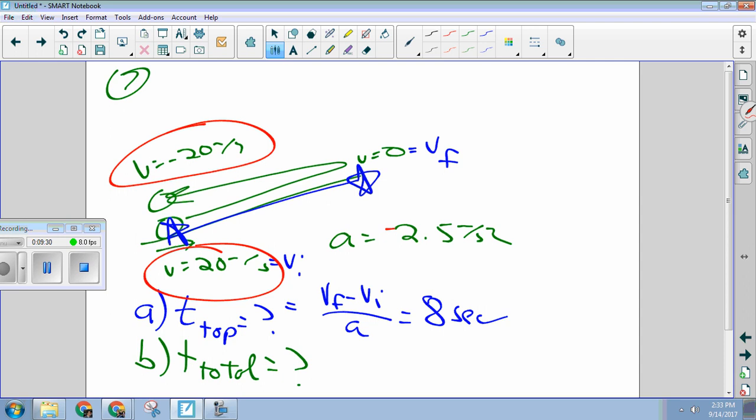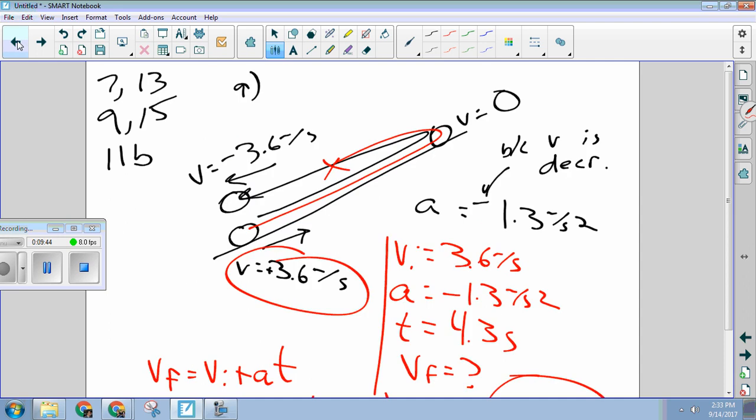Okay, there we go. So that's number 7. 13 is kind of the same issue. Cool? All right, does anybody need me to do 13? All right, so let's see where are we at. So we've done 7 and 13. We've done 9. 15 I'm going to do last. 11B.